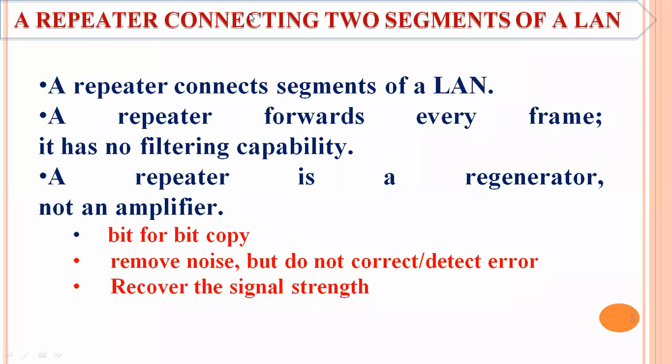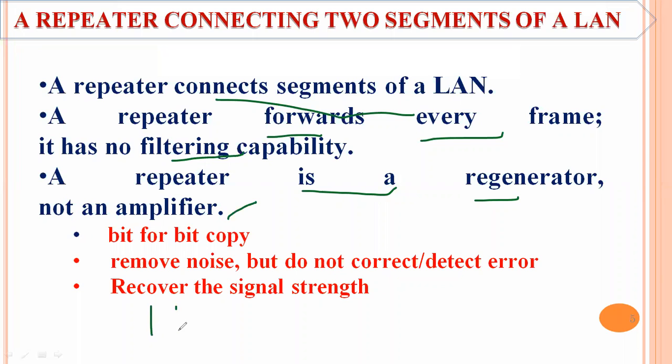So a repeater connects the segments of a LAN. A repeater forwards every frame. It has no filtering capability. And I have told you that a repeater is a regenerator, not an amplifier. Basically, it will regenerate the signals.